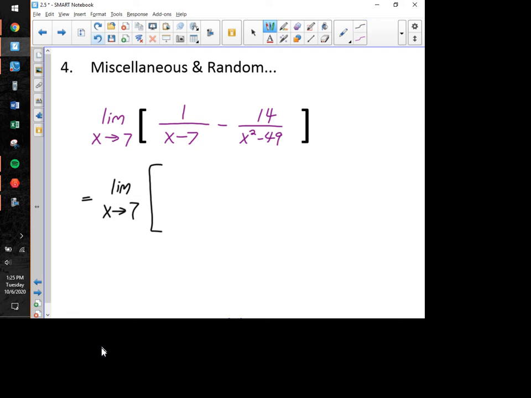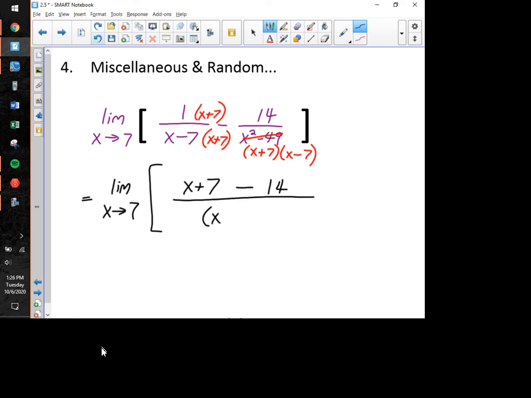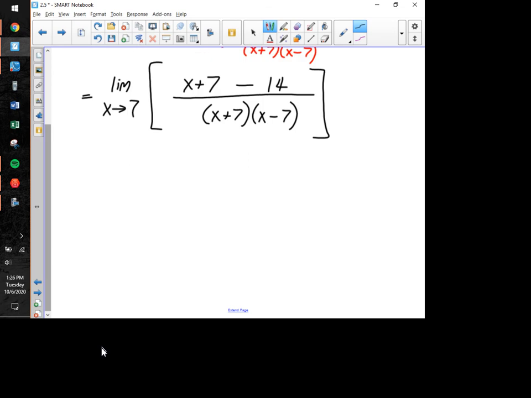And I'm hoping you guys see already that the x squared minus 49 is an x plus 7 times an x minus 7. This fraction on the left already has an x minus 7, so it's just missing an x plus 7 factor that we'll put on both the top and the bottom of that first fraction. So the numerator now of the first fraction becomes x plus 7 minus the numerator of the second fraction, which is 14. And our common denominator here, in either order you want, is x plus 7 times x minus 7.